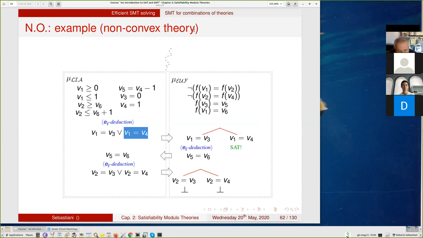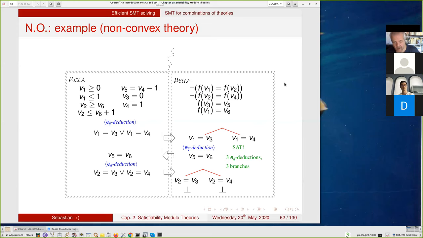But notice that in doing all these complicated things, we have done lots of branches. So we have done some case split, something which the theory solver is not good at doing. So you must explicitly split case by case, which is very inconvenient. Overall, in order to solve this, we have performed three deductions of interface equalities, and we have analyzed three branches.